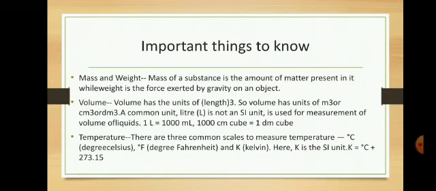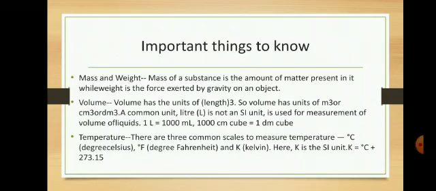So, volume has units of meter cube or centimeter cube or decimeter cube. A common unit is liter. It is not an SI unit. It is used for measurement of volume of liquids. 1 liter is equal to 1000 ml. 1 centimeter cube is equal to 1 milliliter, and 1 liter is equal to 1 decimeter cube.